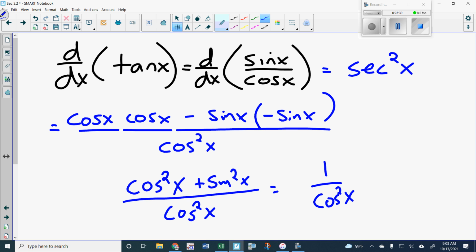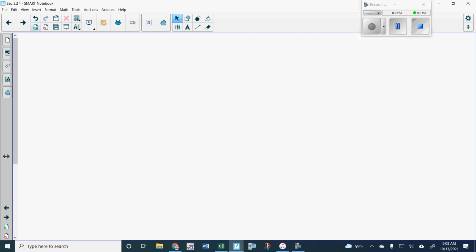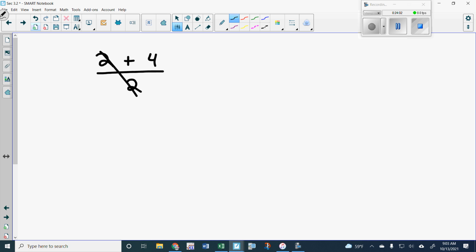So what I did, I just canceled the cosine squared here. You can't do that. Why not? Because it's addition, plus. We went over this already, guys. You can't just say that's 6 over 2, which is 3, right? You can't just cancel that and say 4. That's a good point.